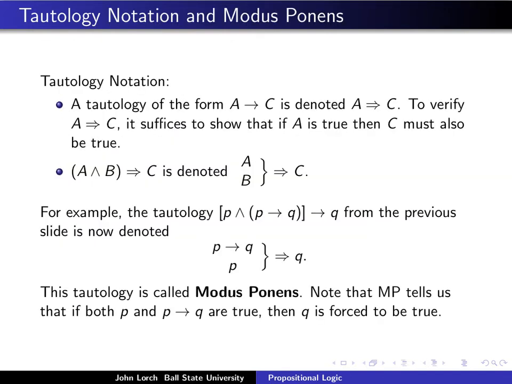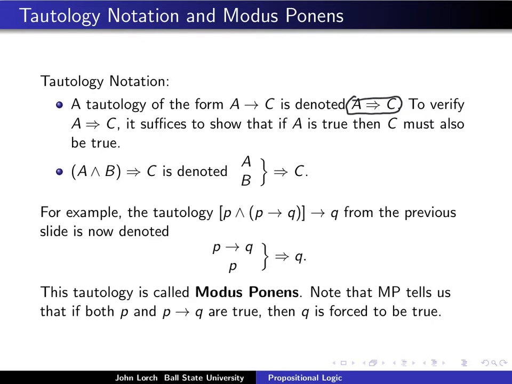Here we introduce some notation for tautologies. So first, if we have an if-then tautology of the form if A then C, that is going to be denoted with a double arrow, right? And remember, that means that the conditional statement if A then C is always true. So I just want to remind you that if you want to verify that if A then C is always true, it suffices to show that if A is true, then C must also be true.